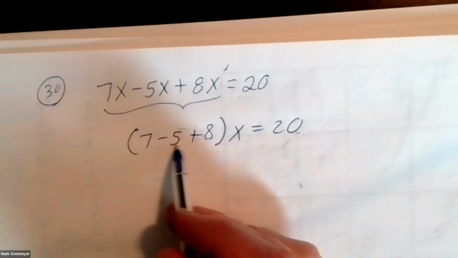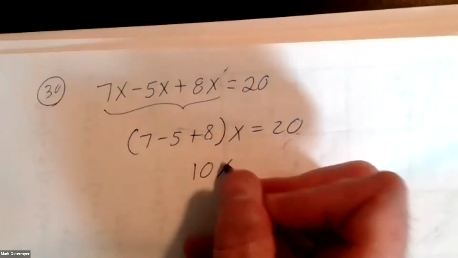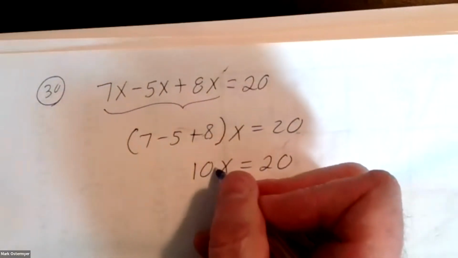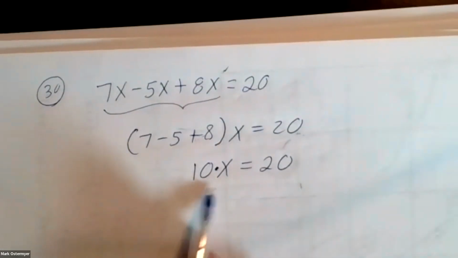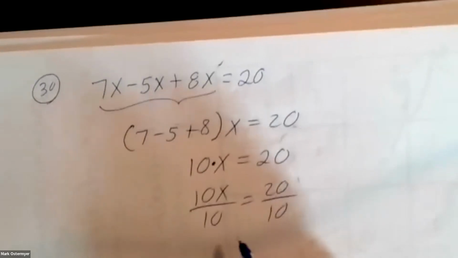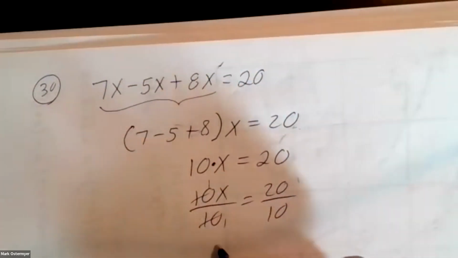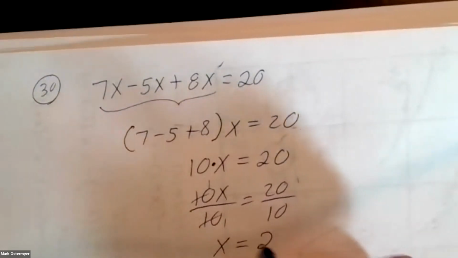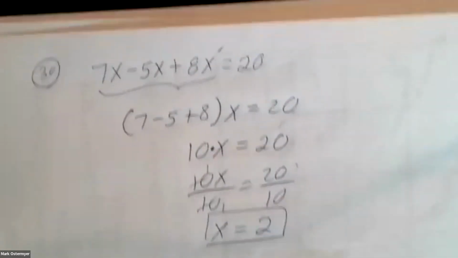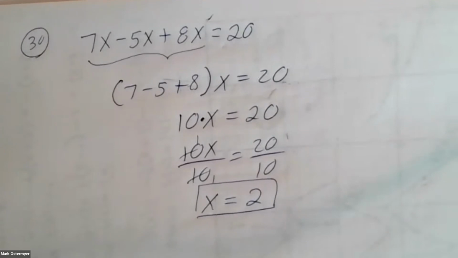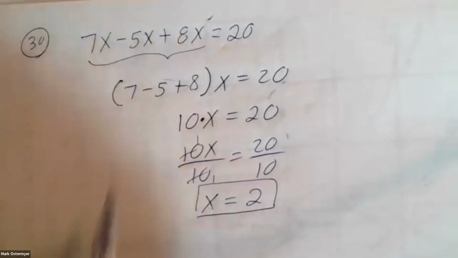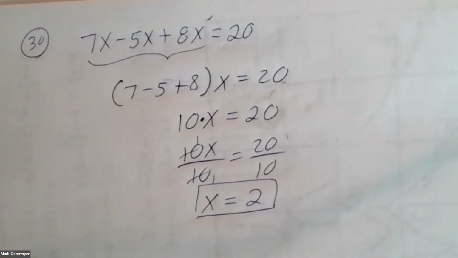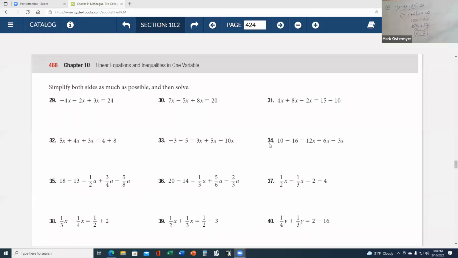7 minus 5 is 2. 2 plus 8 is 10. So we really have 10x is equal to 20. Now, how do I solve for x? How do I get x all by itself? Divide by 10. Divide both sides by 10. 20 divided by 10 will be 2. These 10s reduce to 1 on the left. 1 times x is x, and x is equal to 2. You got your solution, and we're done. Now we understand how we solve that equation for x. First, we had to simplify the left side by combining like terms. There's going to be times when you have to simplify one and or both sides first. It happens.